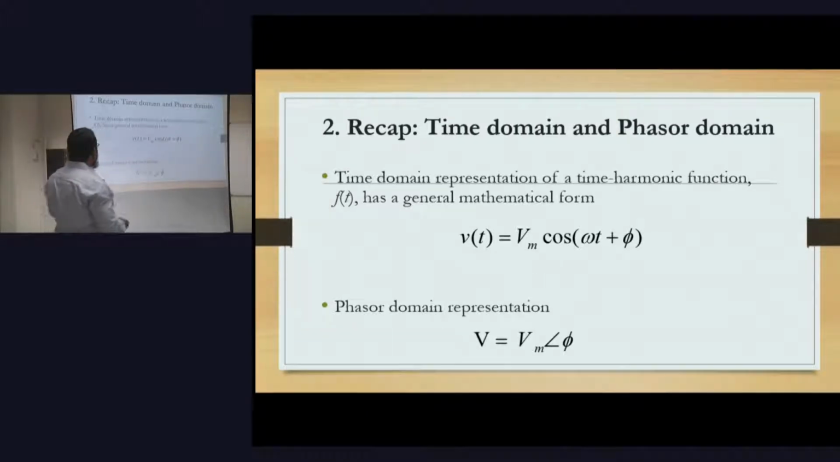All right, time domain and phasor domain. We talked about these things in the last lecture. You have this voltage waveform, and you can represent this as a phasor. Very simple.